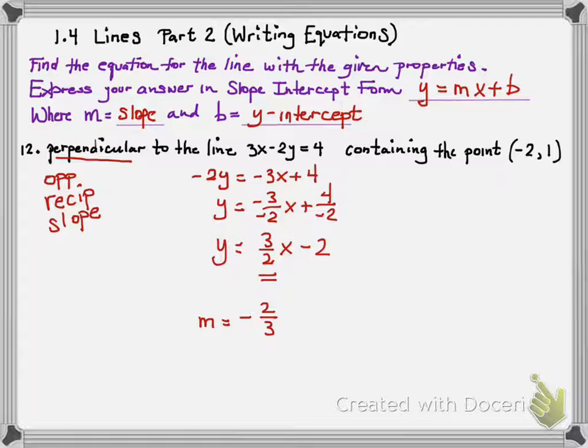So come over to this point way over to the right. I'm going to label it with an x and a y. Write down my generic equation. And just plug away. So the value of y is 1. The value of m is negative 2/3. The value of x is negative 2. And we're looking for b once more.